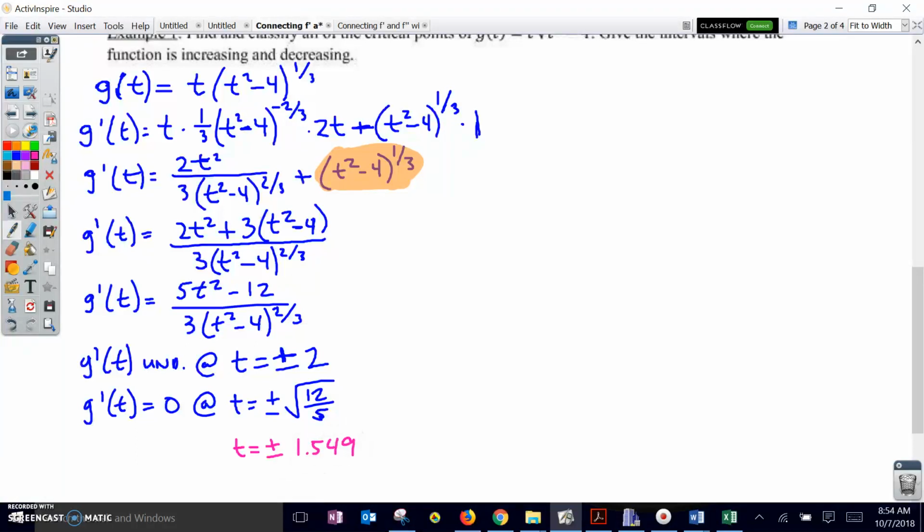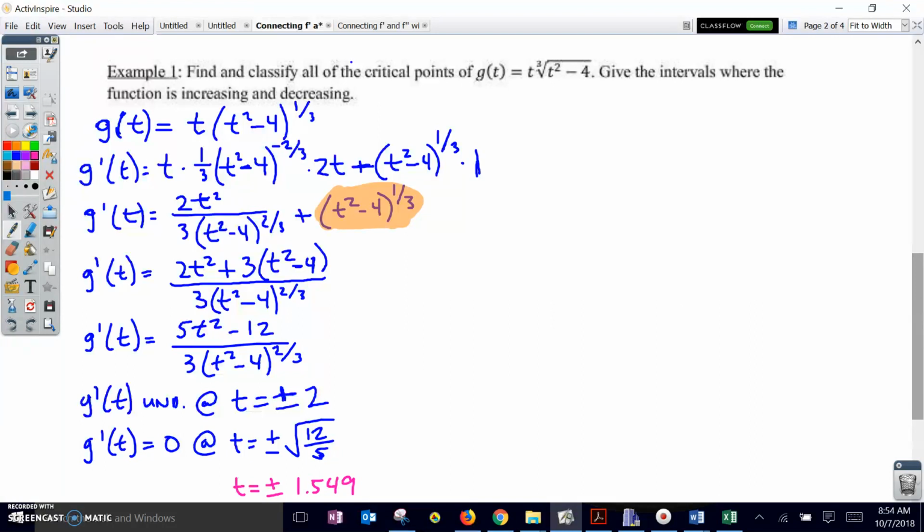Okay, so we found the critical points. We've decided where the derivative is 0 and undefined. We're going to classify them as maxima and minima, and then we are going to look at where the function is increasing and decreasing. The best tool for this is going to be to create a sign chart for g prime. So I'm going to go ahead and do that. Here comes my sign chart, and I've got negative 1.549, positive 1.549, positive 2, and negative 2.